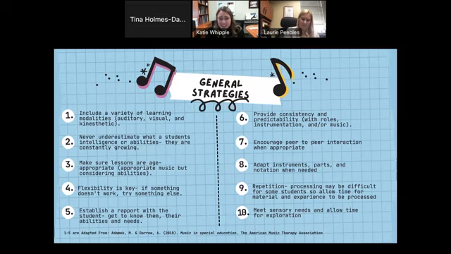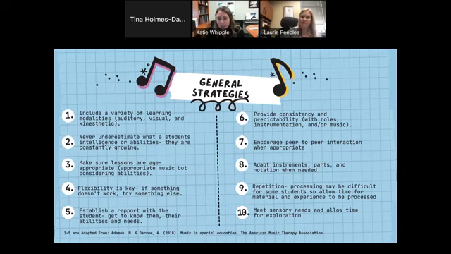Number 6, providing consistency and predictability. So, consistency with the roles, instrumentation, and or the music. Keeping things the same as much as possible within that setting for our students who need a little more support can really help make things a little more successful for them.